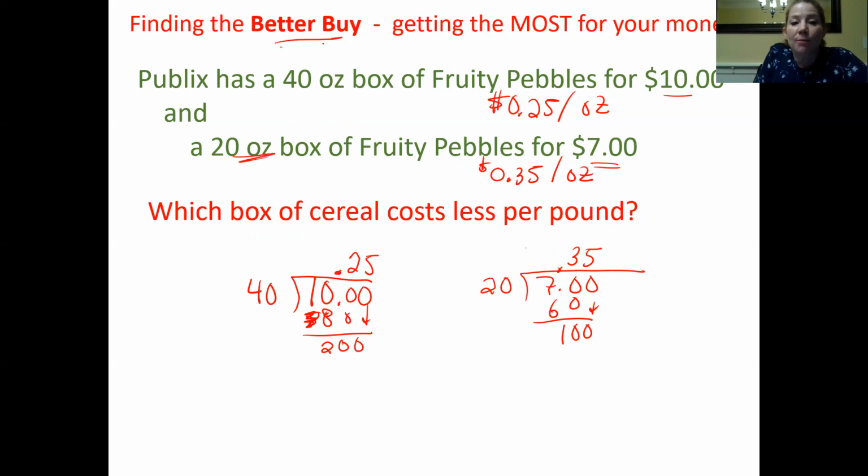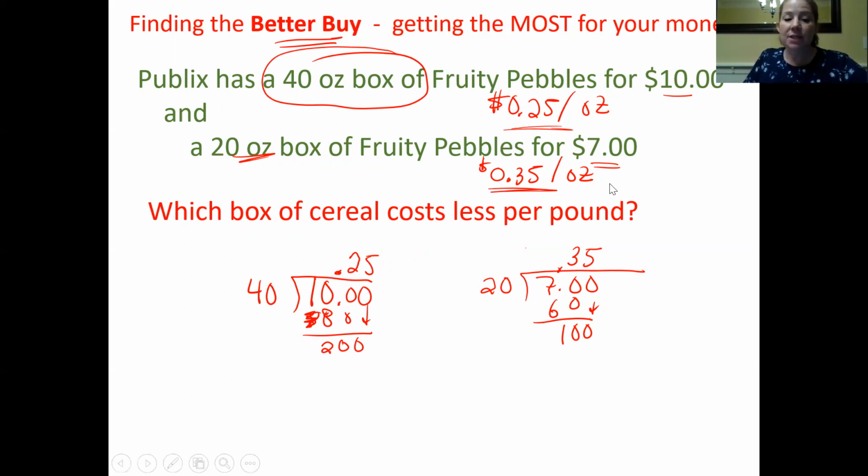So which one's a better buy? Which one is cheapest? You spend less money for the same exact cereal. It's going to be the 40-ounce box. Okay, so that's how you do it. You divide, you find out how much for the same amount, and then it's the one that costs the least.